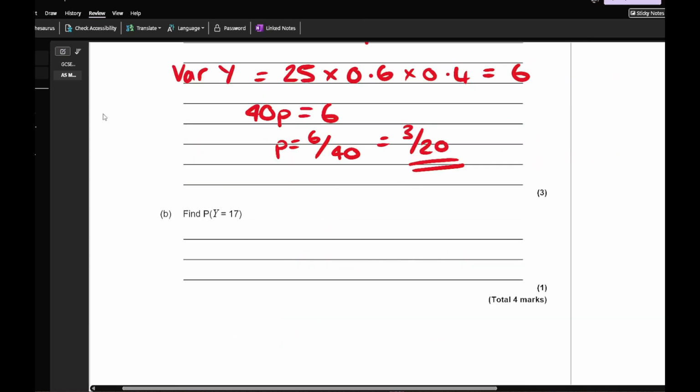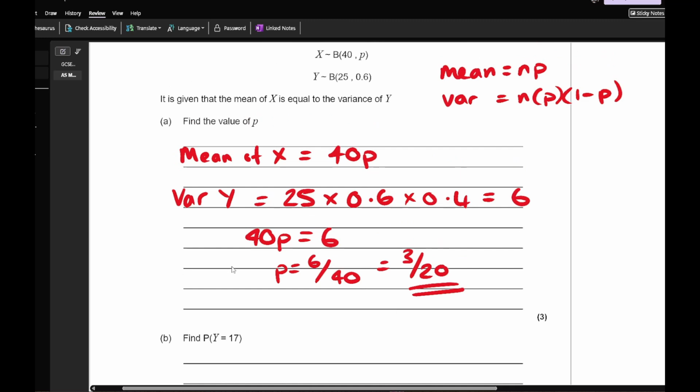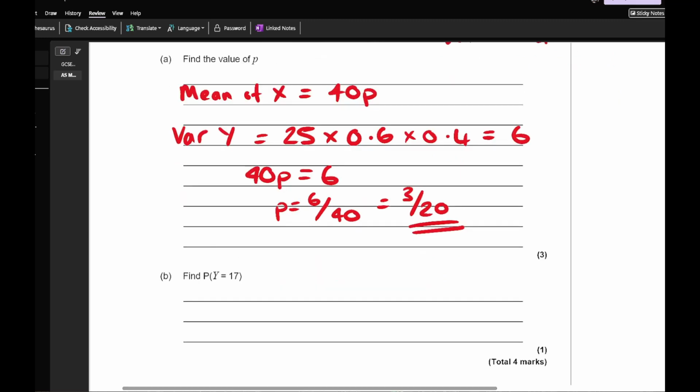Then for b, it says find the value of y. So from this, we can then use the parameters to work this out. If I go back to Y, I'll just write down the parameters, which were 25 and 0.6.